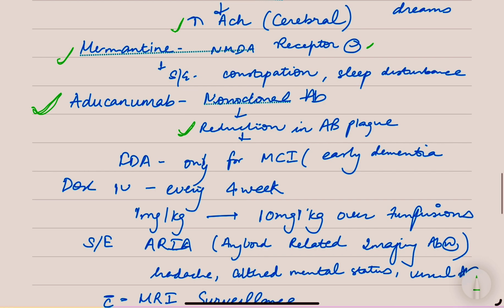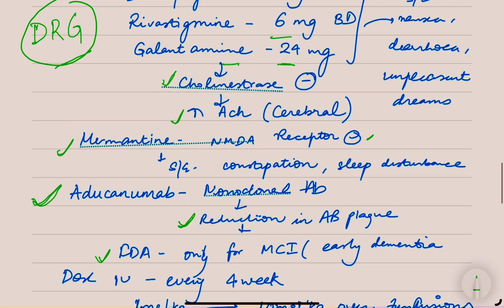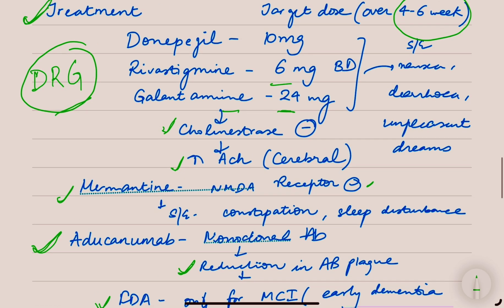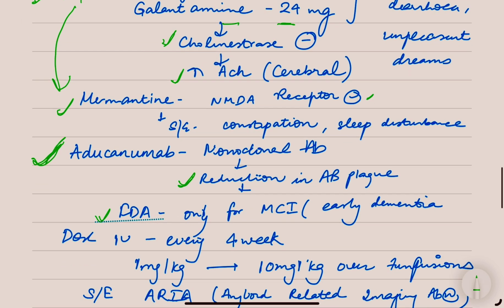But FDA approves it only for minimal cognitive impairment. See, if the patient has early Alzheimer's, then you try these DRG drugs, but if he is not improving or he is going into moderate to severe Alzheimer's, then to DRG you add memantine. But this monoclonal antibody is not advised by FDA for moderate to severe disease, but you can use it in minimal cognitive impairment, that is a stage before Alzheimer's disease proper.